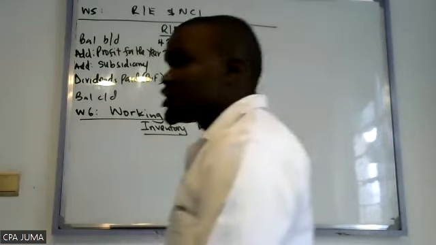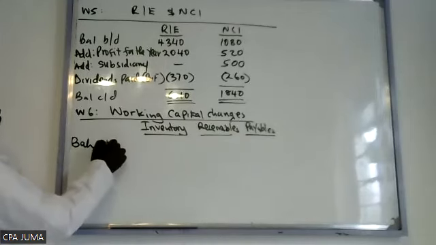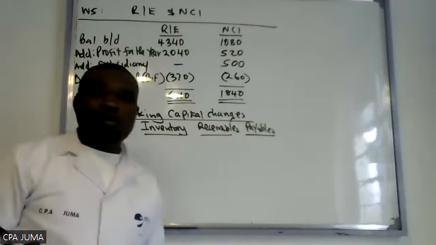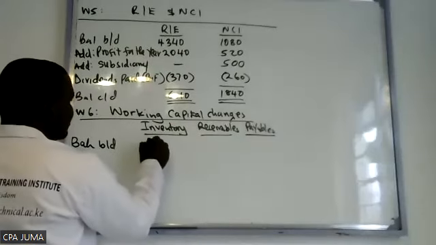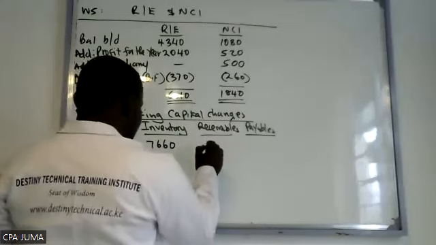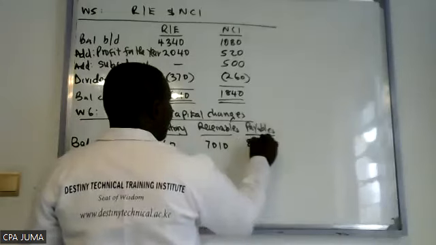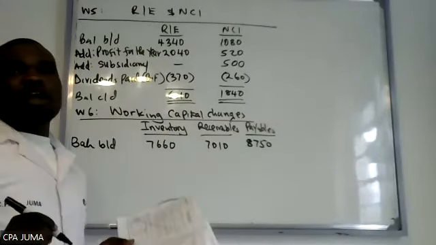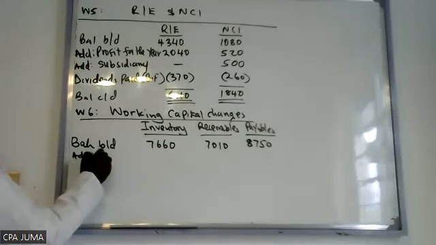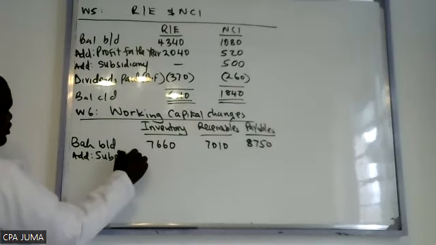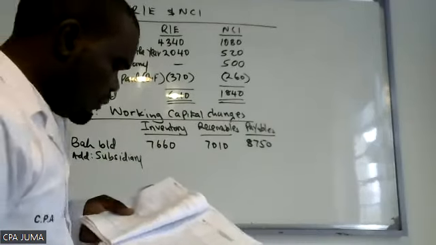People are ready? We start. Balance brought down. Inventory, I'm seeing 76.60. Receivables, 70.10. Payables, 87.50. So what students normally forget, if you forget where we got here, subsidiary. So add subsidiary. Check how much subsidiary came with.